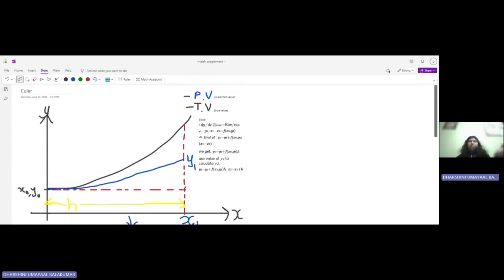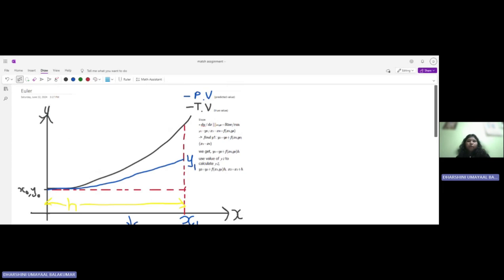So we all learned about gradient in secondary school, which is rise over run, and we're using the same method to derive our answer. So our slope is dy over dx at x0, y0, which is also equal to rise over run. So to find our f(x0, y0), it's going to be equal to (y1 minus y0) over (x1 minus x0).